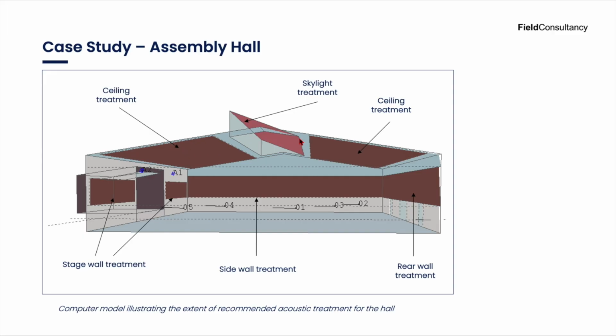Ceiling treatment was also provided to control general reverberance, and also a band of absorption around the walls was used to control any loudspeaker sound that would project towards the audience, bouncing back towards the audience and the stage area.